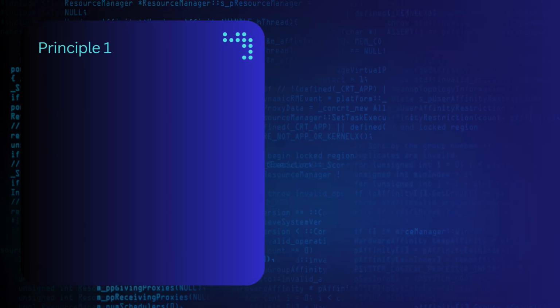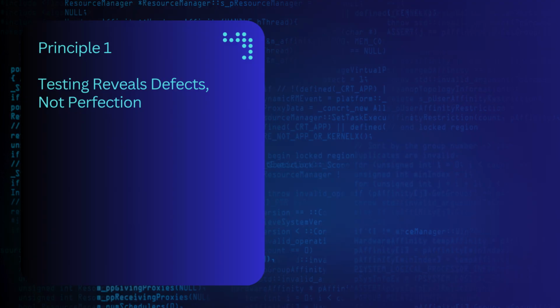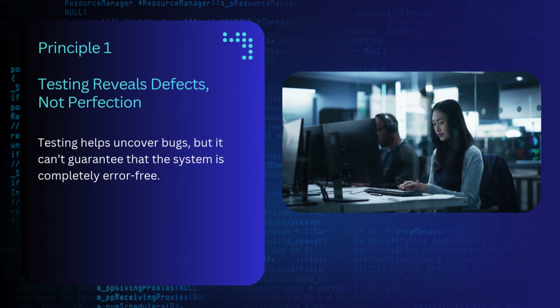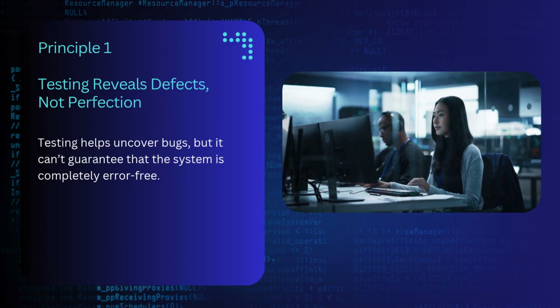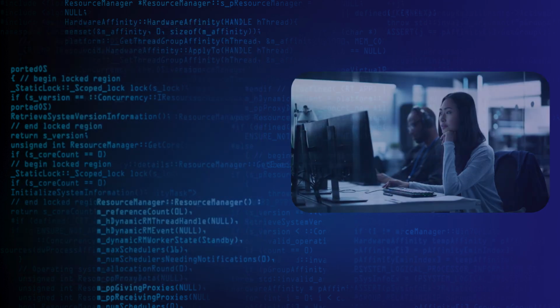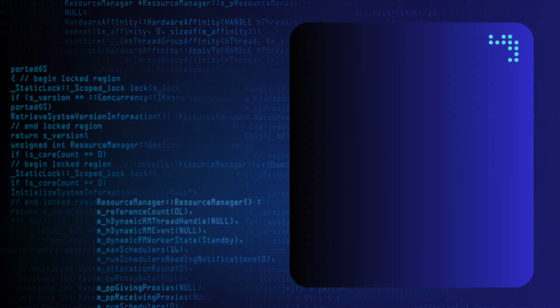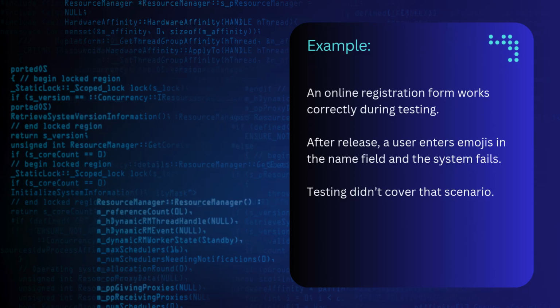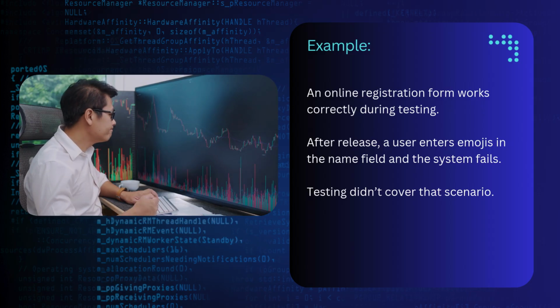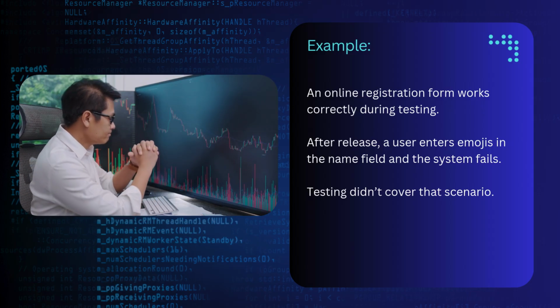Principle 1. Testing reveals defects, not perfection. Testing helps uncover bugs, but it can't guarantee that the system is completely error-free. Example: an online registration form works correctly during testing. After release, a user enters emojis in the name field and the system fails. Testing didn't cover that scenario.